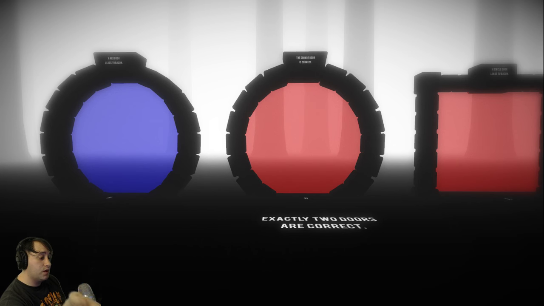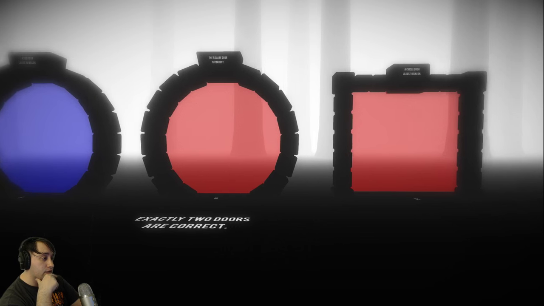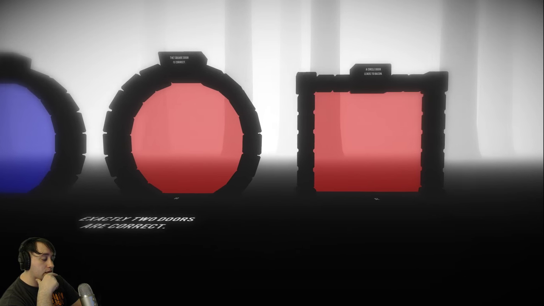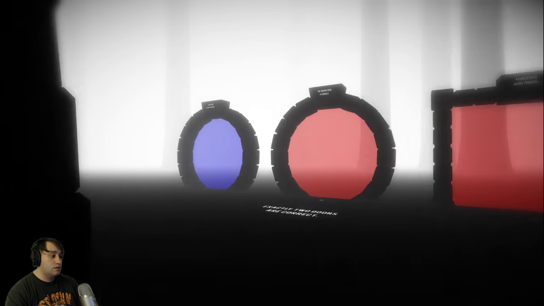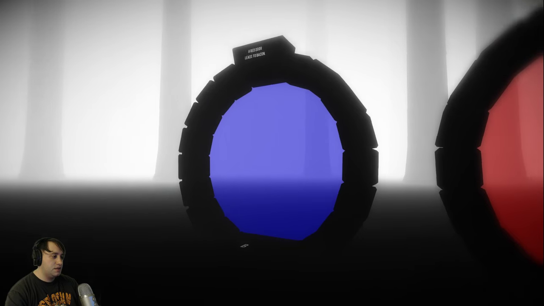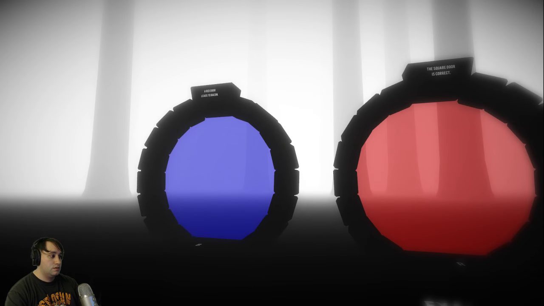Oh, wait, hold on. It says the square door is correct, not that the square door leads to bacon. So, okay, let's step back then. If these two are correct, a square door is correct and a circle door leads to bacon, then this is false and we go through the blue door.